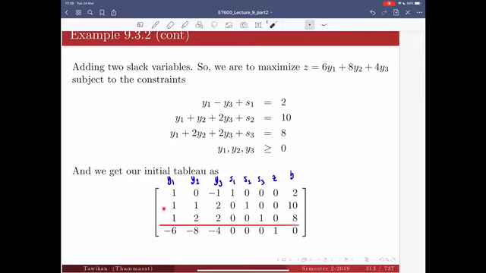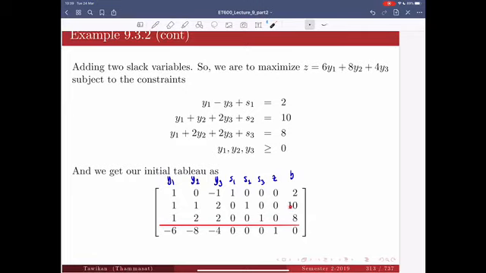Same idea for the second row. You get 1 y1, 1 y2, and 2 y3. So 1, 1, 2 go there. No S1 variable out of your second constraint, so this is 0. There's one S2 in your second constraint, so you put 1 right here. No S3, no z variable out of your second constraint, and the right hand side is a 10.